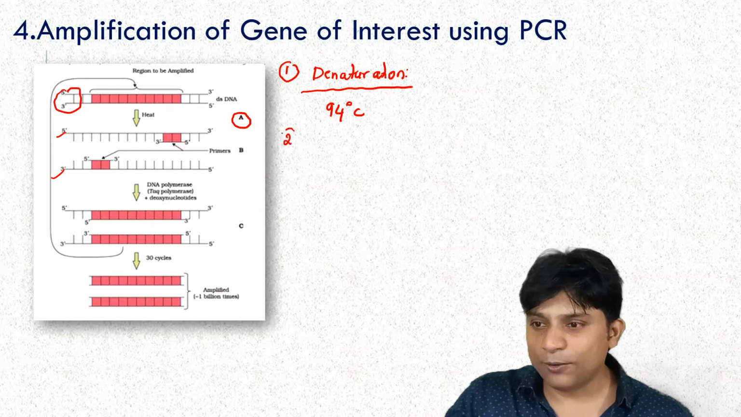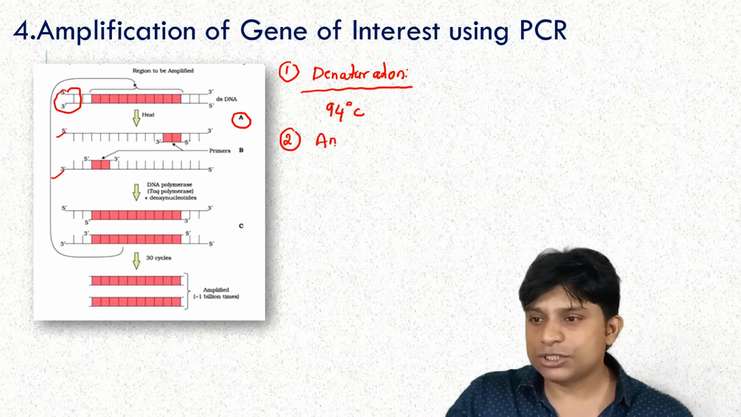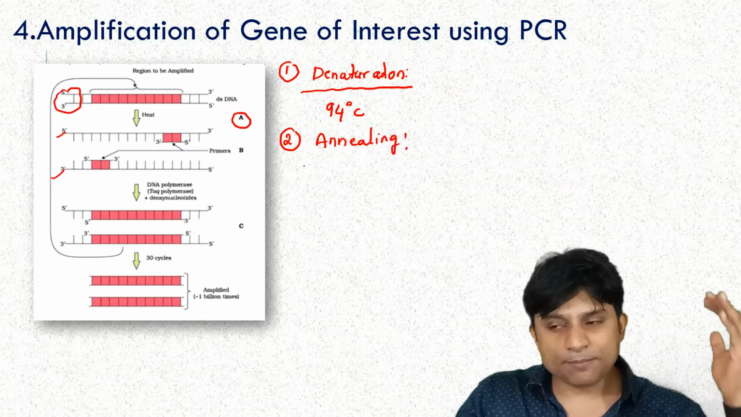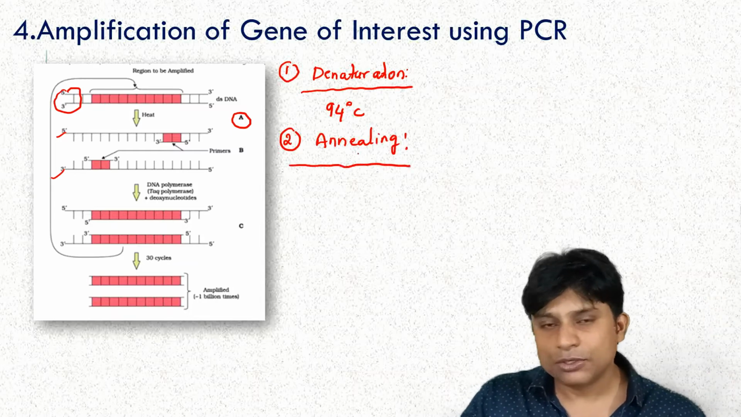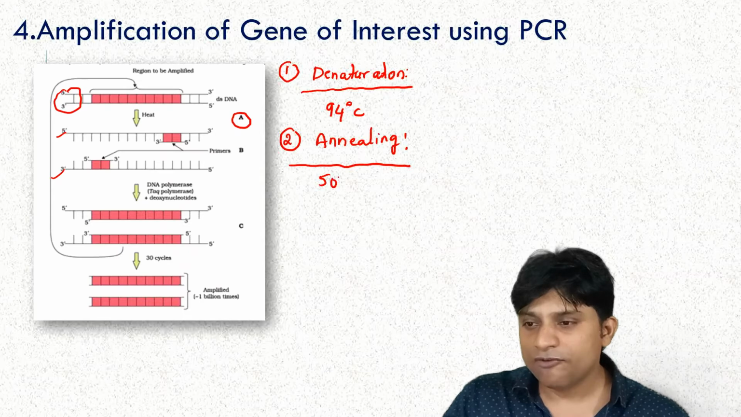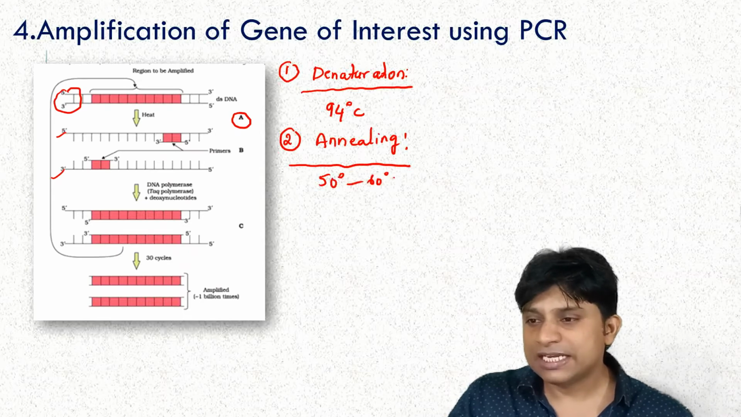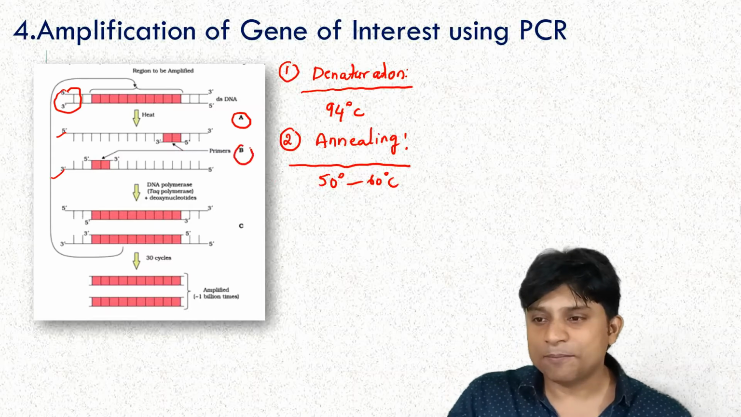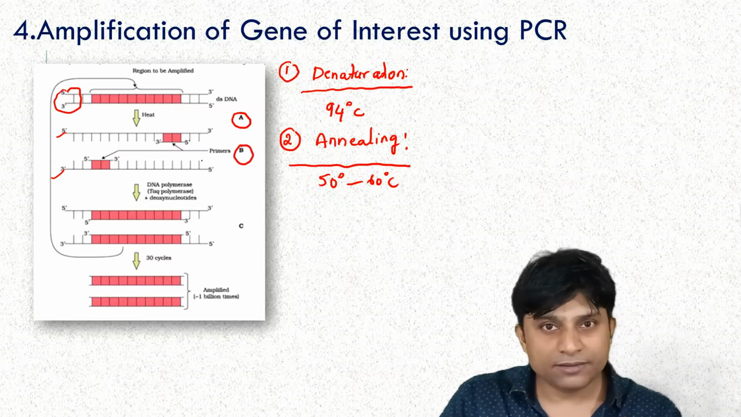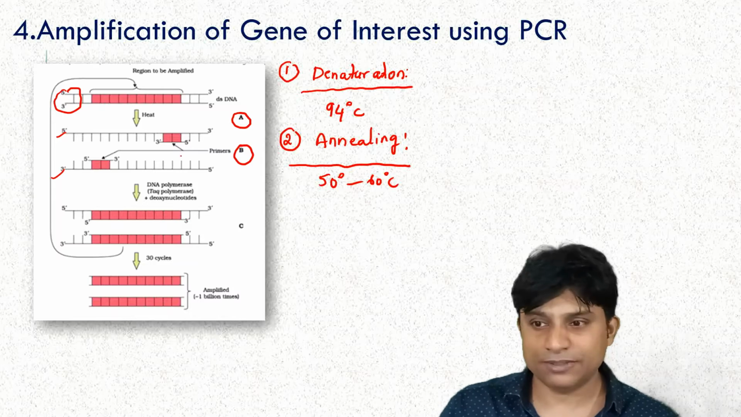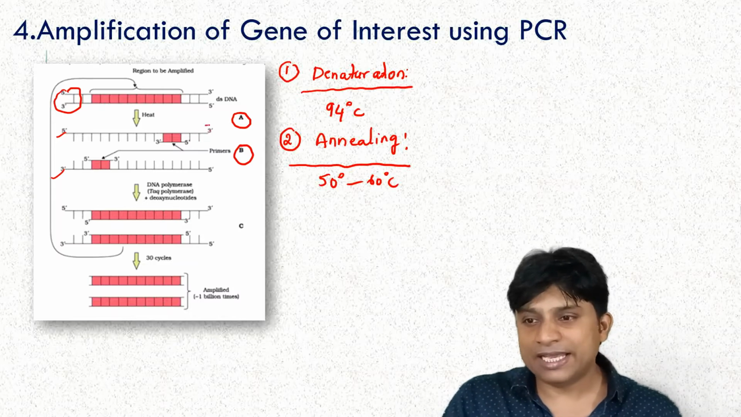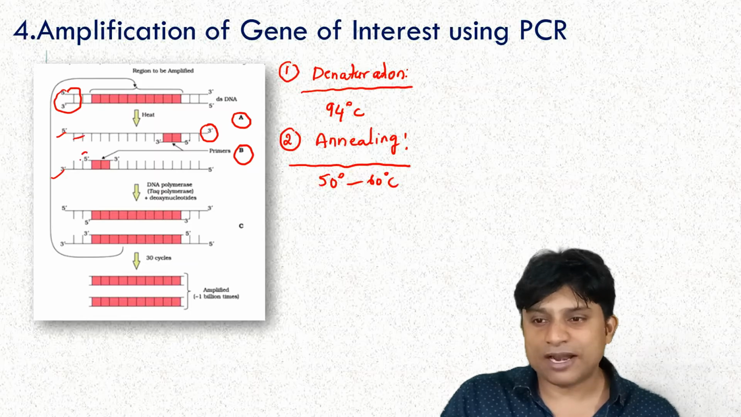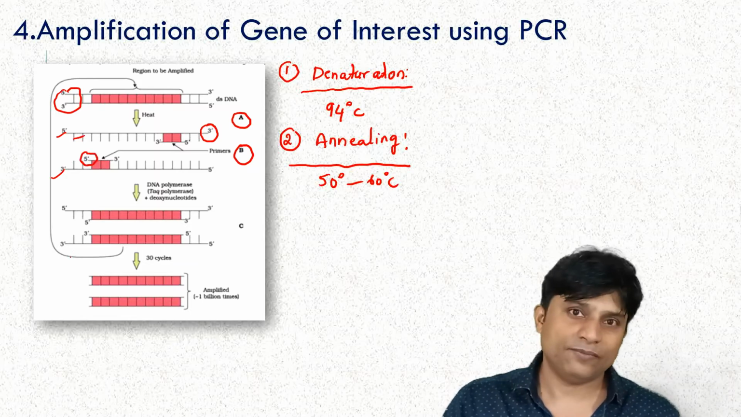This is followed by the second step, which is known as annealing. In annealing, the temperature of the reaction mixture drops down to around 50 to 60 degrees. At this temperature, the primers will go and bind. This is primer binding, which is called hybridization. So primers bind at the 3' end of the template DNA strand. You can find that out here.